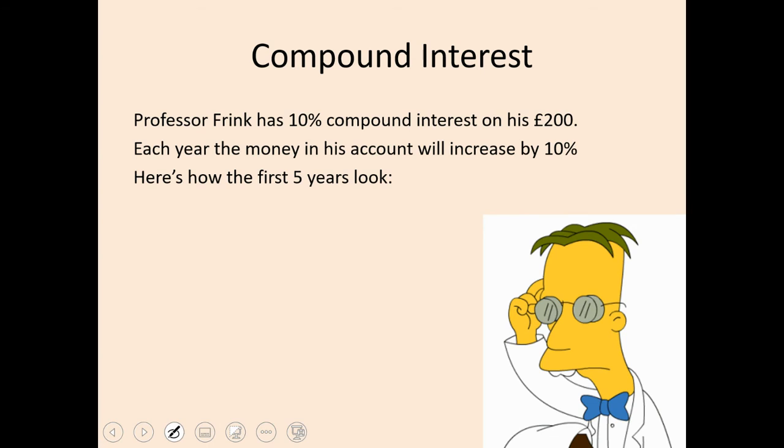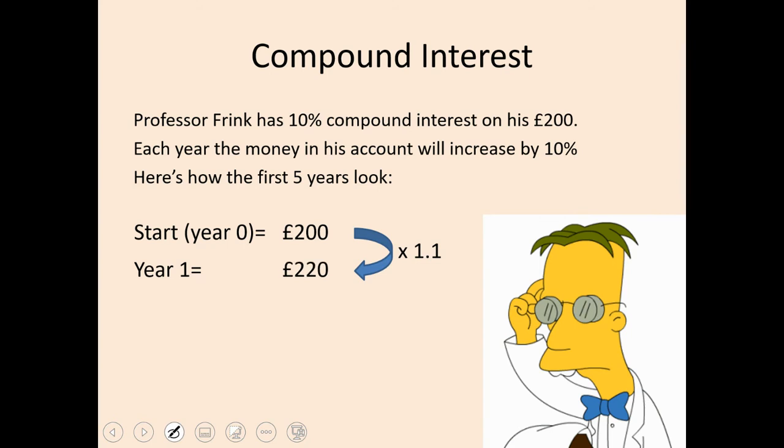So compound interest here, it says Professor Frink has 10% compound interest on his £200. Each year, the money on his account will increase by 10%. Here's how the first year looks. So year zero, initially he has £200. After the first year, it increases by 10%. So remember how to do percentage increase using the multiplier method. You times that by 1.1 and you get £220.